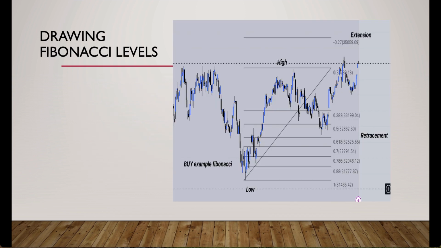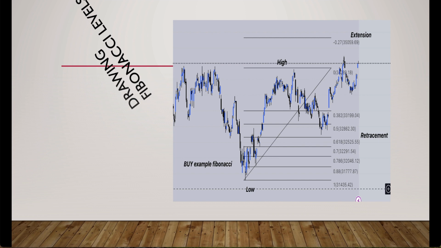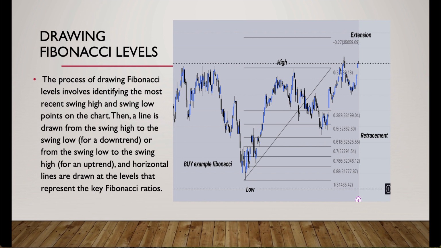Now, drawing a Fibonacci, like I've drawn one here for you as well, is a process that involves identifying the levels, which are the most recent swing high and swing low. For an uptrend, you identify the most recent low to the swing high. So it's vice versa, the opposite for a downtrend.